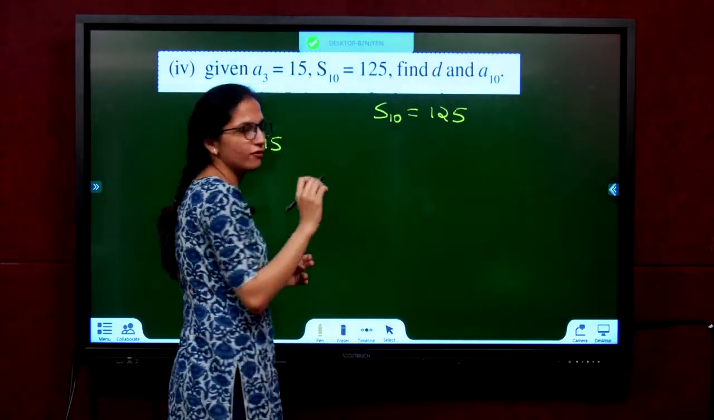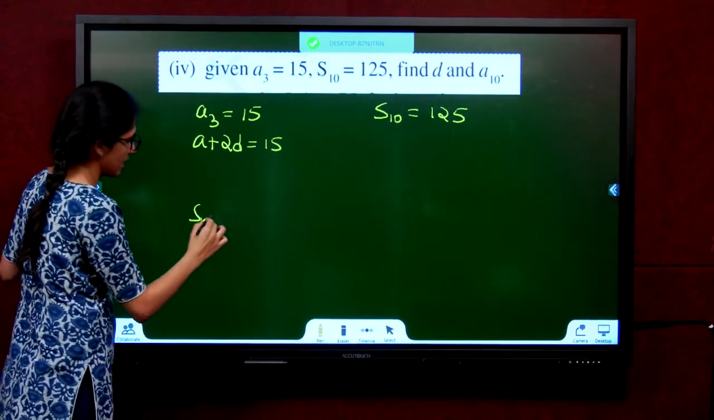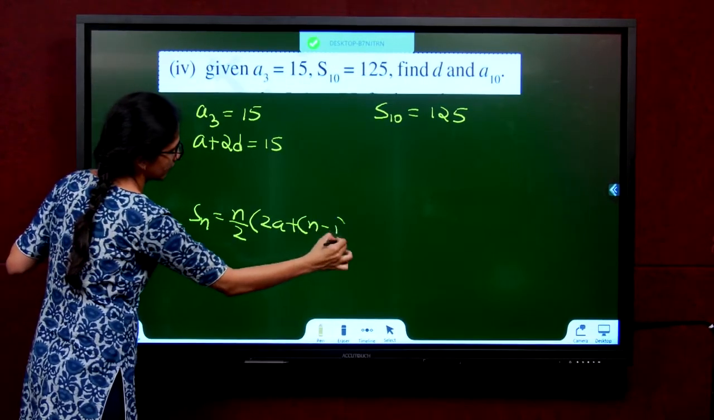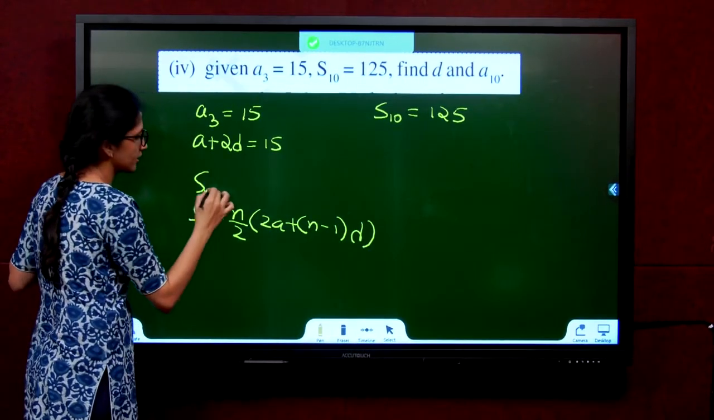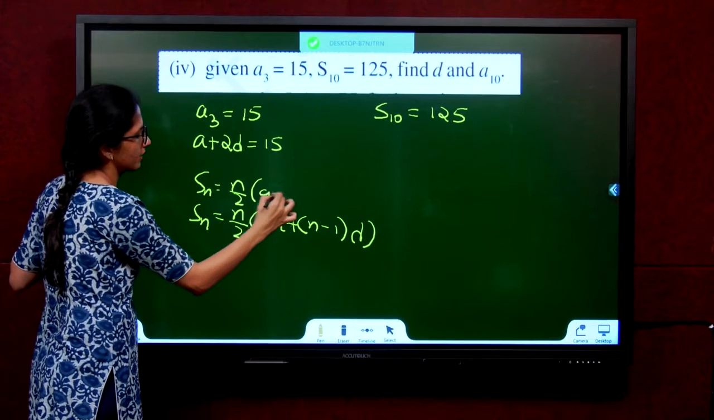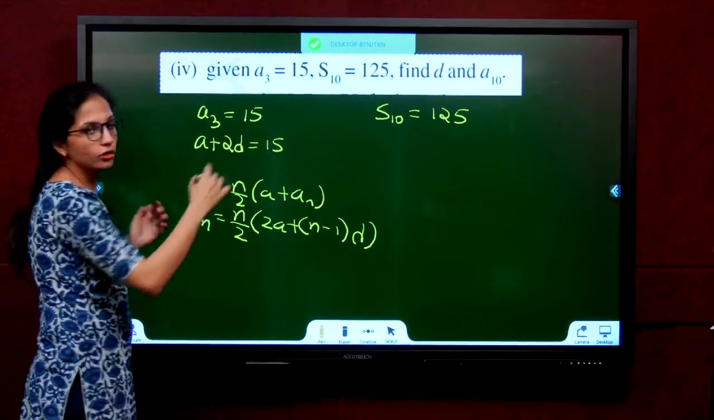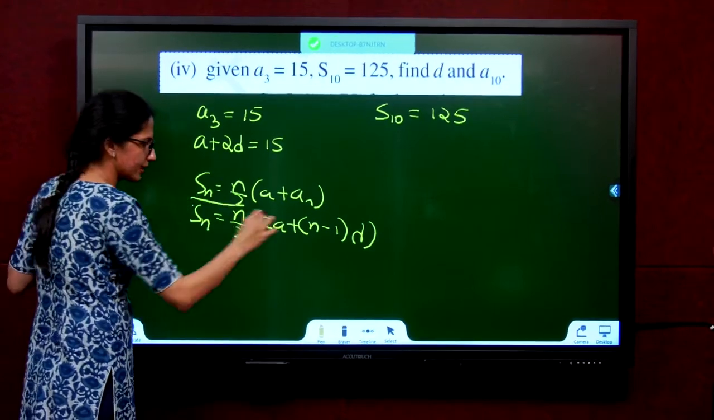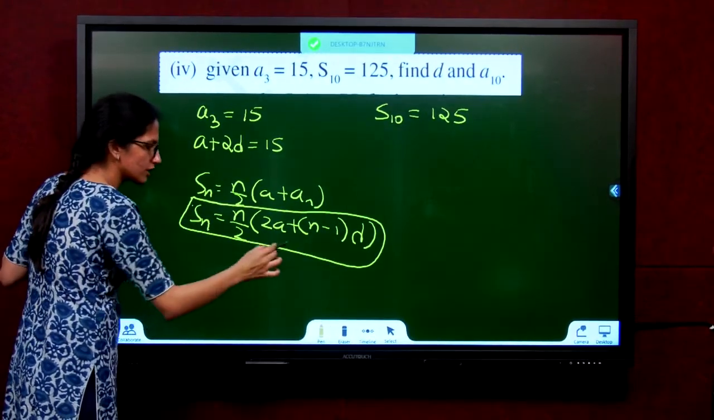For S10, in the Sn formula you have two formulas. One is n by 2 into 2A plus n minus 1 into D. And the other one is Sn is equal to n by 2 into A plus an. They told us to find D first. There is no D in this one, there is D in this one. So you have to use this formula.